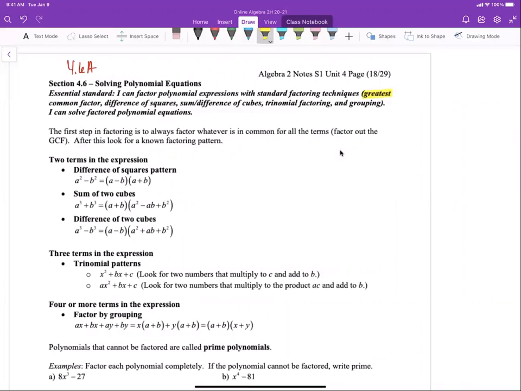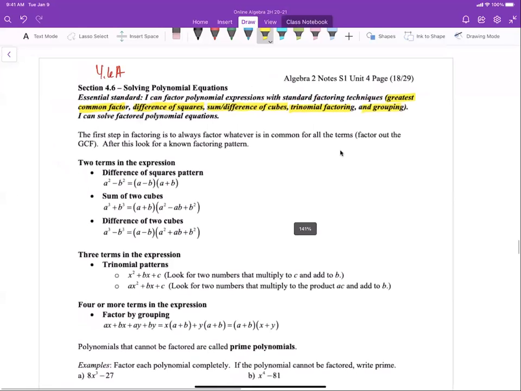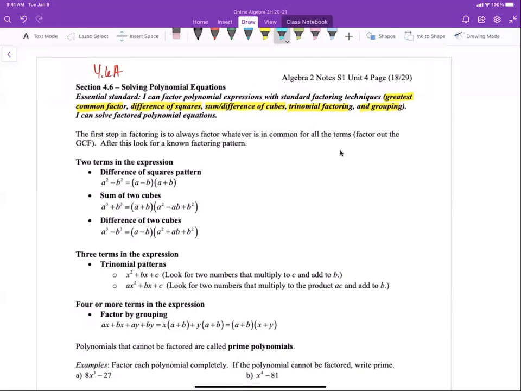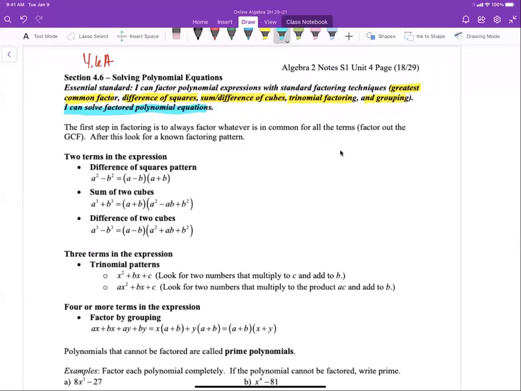You have learned in the past and used greatest common factor. We have to factor that out. You have learned difference of squares. We still have to use it. I am not sure if you've learned sum or difference of cubes, but if so, it'll be somewhat of a review. Trinomial factoring, which you've done before, and factoring by grouping, which I believe is new. Then the next thing will be I can solve once you have factored them. That'll be the next lesson.